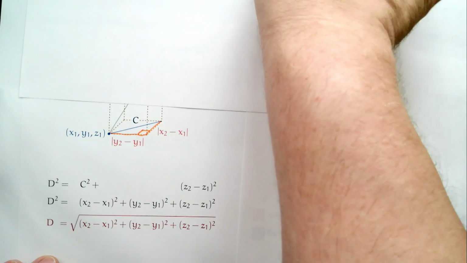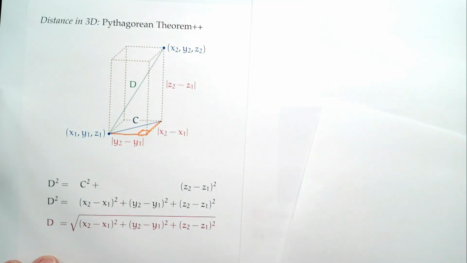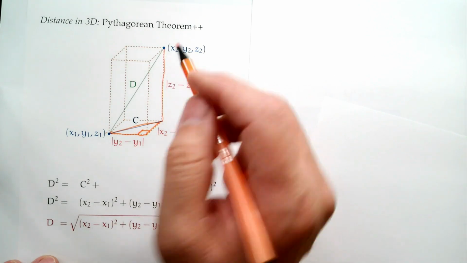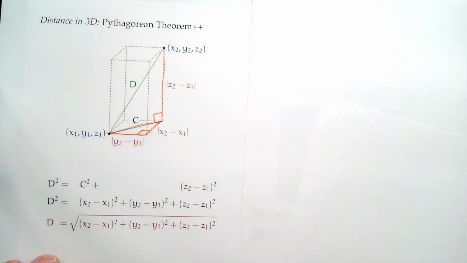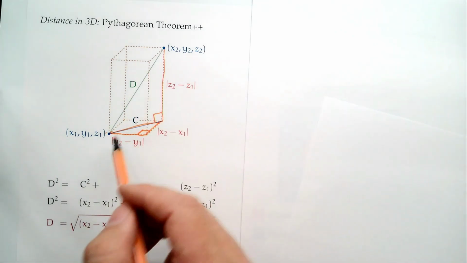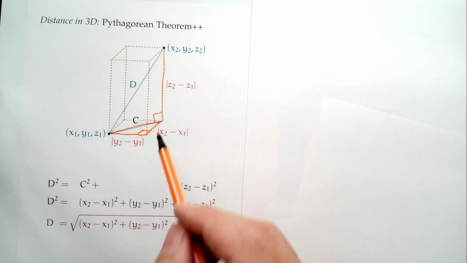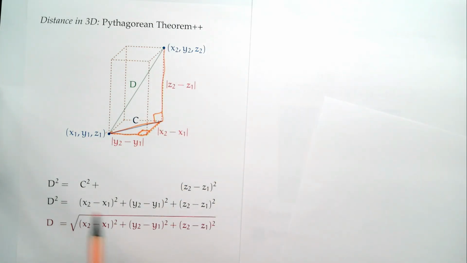Now, how do we find the total distance? Well, once we know c, I know that length and I know this length. And again, there's another right triangle sitting there. And now I can say, well, the distance squared that I want is this length c squared plus z2 minus z1 squared. And I replace c squared by what I know it is. And now I have what I want. I have my distance formula. Of course, the same sort of process works in any dimension that you want.